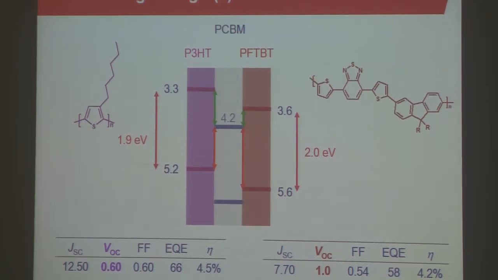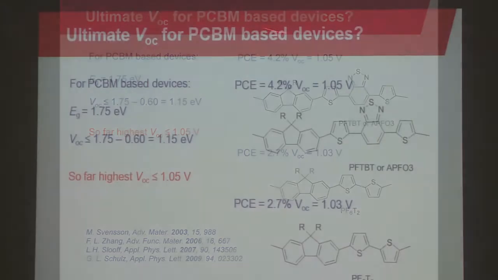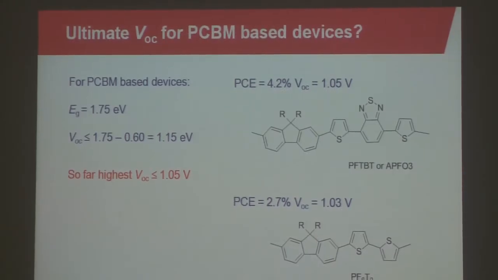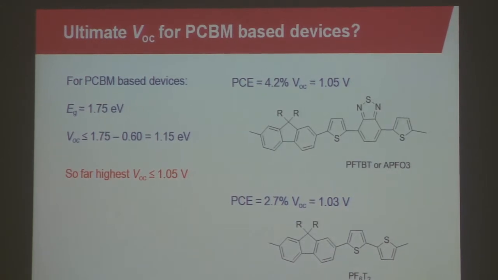But at least, by changing the energy levels of the materials, you can change either the open circuit voltage or the current to some extent. So you can also ask yourself the question, what is the maximum open circuit voltage for fullerene-based devices? Because we can predict that now, actually. We know that the optical gap of PCBM is at 1.75 eV, more or less. If you take 1.75 minus 0.6, then the maximum open circuit voltage for any PCBM-based device is 1.15 volts, and otherwise it shouldn't work.